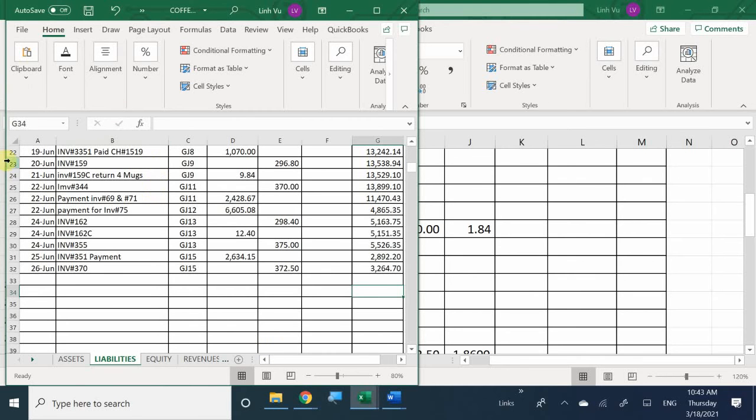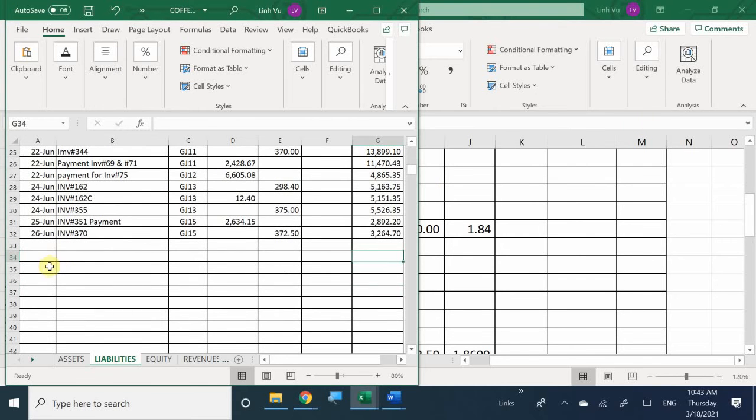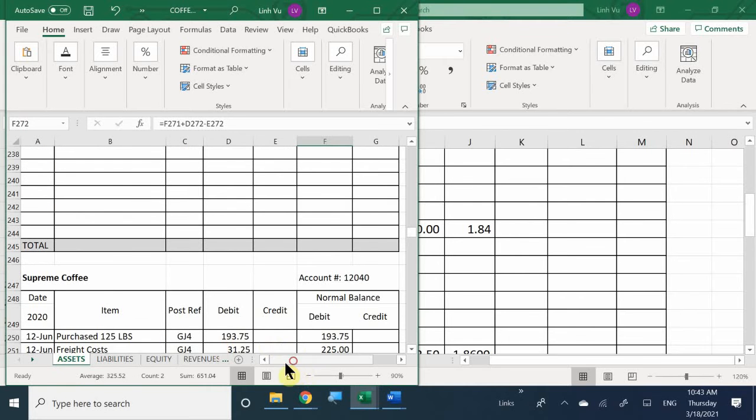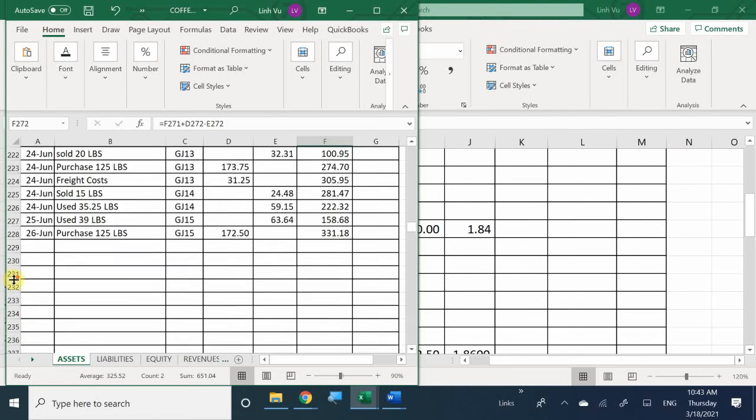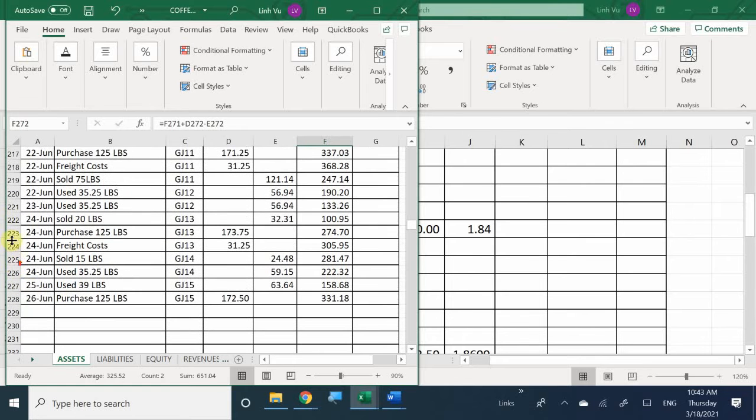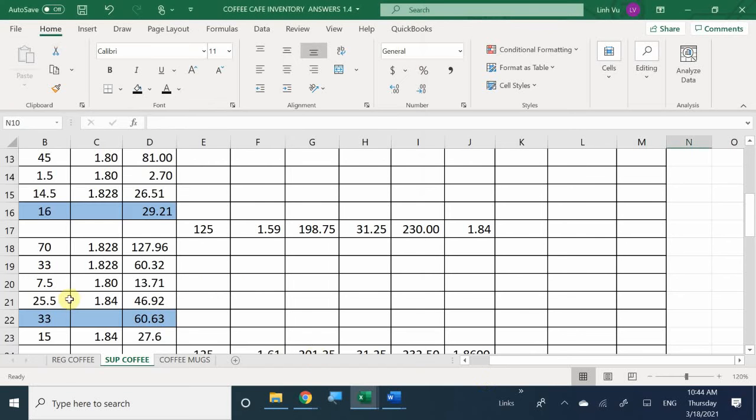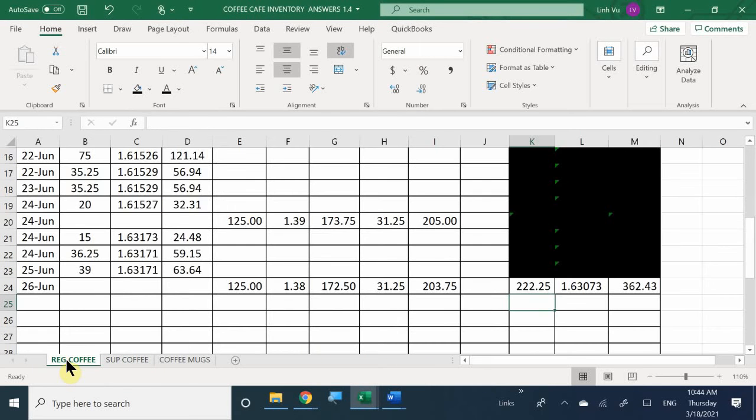Okay, so again, ledger, our assets. Here we are at regular coffee. Okay. 626, freight cost. General journal number 15 for 31.25. So what is going to be my new ending balance? 362.43. 362.43, and does that match my inventory worksheet? Yes. Okay.